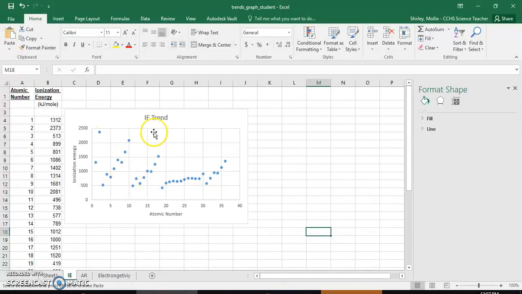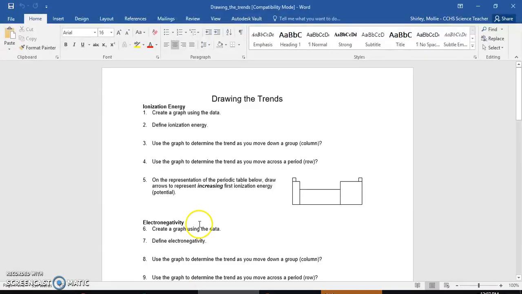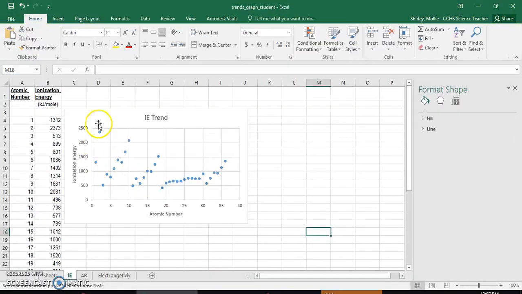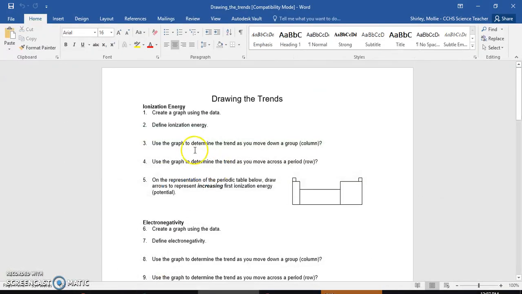So this is for ionization energy. You should be able to create the graph, define what ionization energy is, and use that graph to determine the trend as you move down a group, and then also as you move across a period. So I just showed you guys how to go across a period. You should be able to tell me, across the period, does it increase or decrease? Well, as we could tell, if we went across a period, it increased, right? Now, it also asks you to go down a group, so down a column.